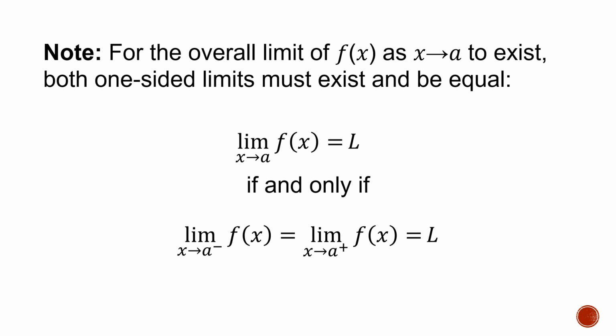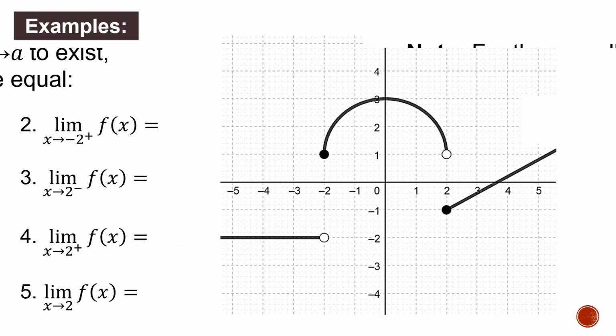So for the overall limit of f of x, here we're talking about the overall limit as x approaches a, to exist, both one-sided limits must exist and must be equal. Meaning the limit of f of x as x approaches a will be equal to L if and only if the left hand limit and the right hand limit are equal. Okay? So now let me give you some examples.